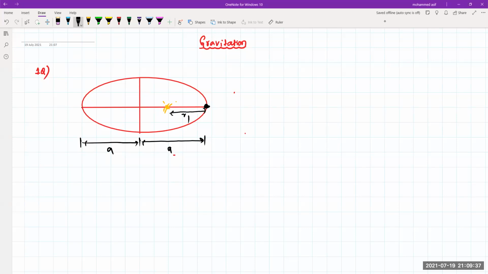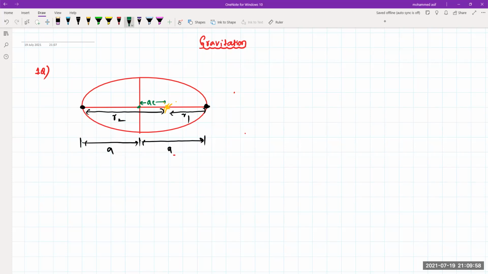The distance between this one and this one is, say for example, R1. When the sun comes to this position, now the distance from here to here will become how much for me? R2. The distance from the center of the ellipse to the sun is known as A into E. E is known as what? Eccentricity.